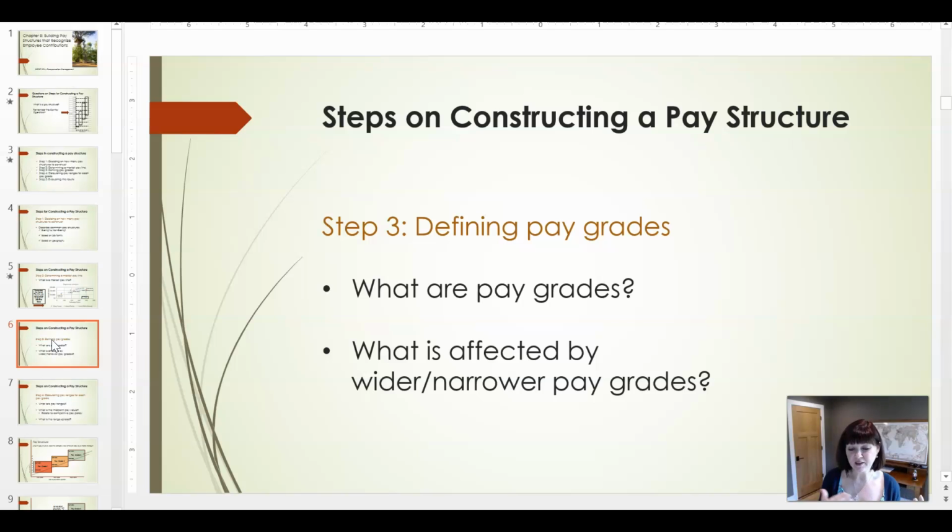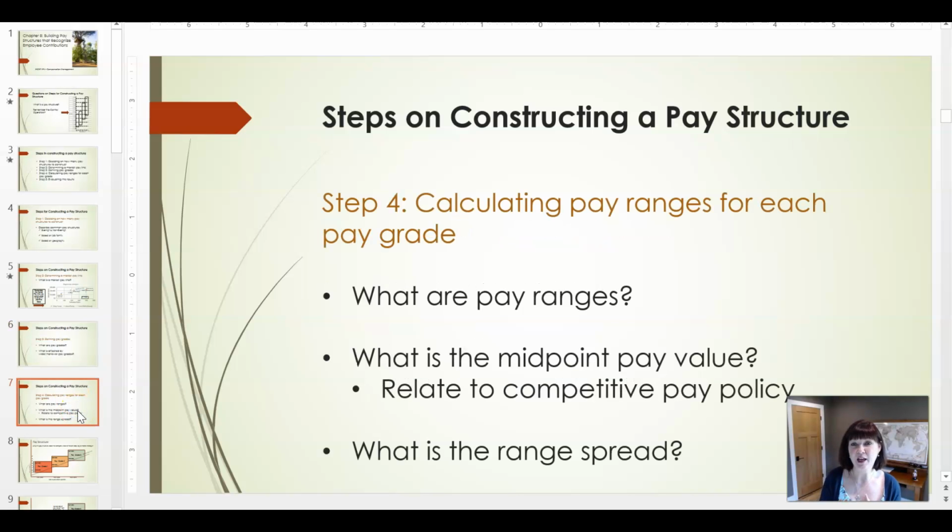So again, it's going to be strategic for your organization if you want to go with wider pay grades or narrower pay grades. Wider pay grades are nice if you have good managerial structure in place so that managers have better latitude and really understand when people need a promotion and when they don't. Okay. Moving on, we're going to calculate pay ranges now for each pay grade.